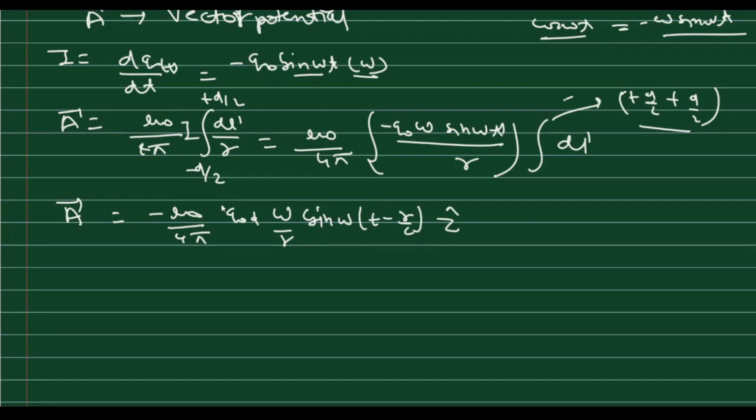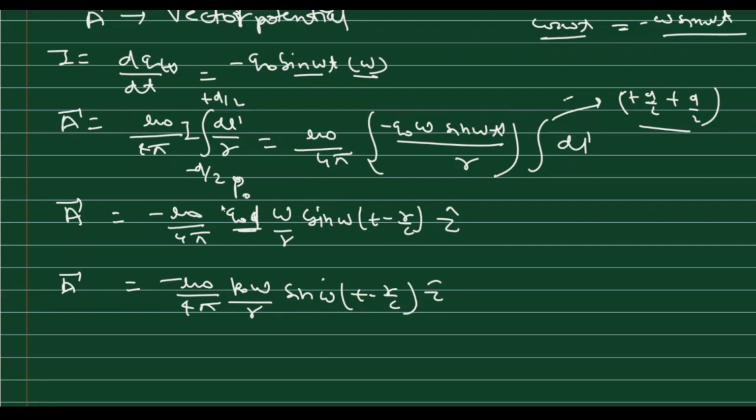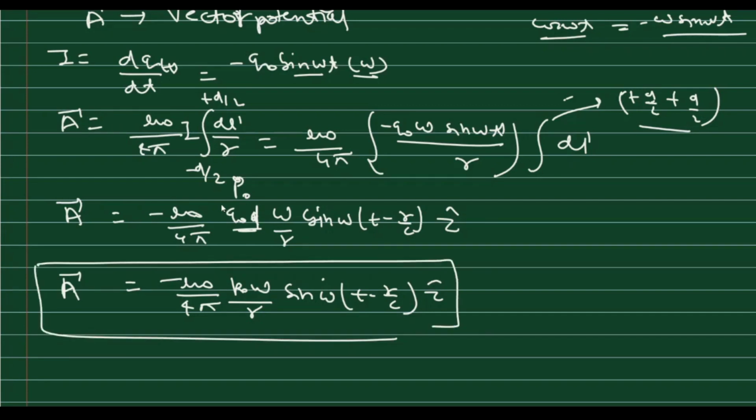So A vector is basically minus mu naught upon 4 pi. What is q into d? Isn't it the p naught? So we can put here p naught omega by r, sine omega t minus r upon c, in the z direction. So in a very basic form we have obtained the vector potential also. Okay, so this is the vector potential.